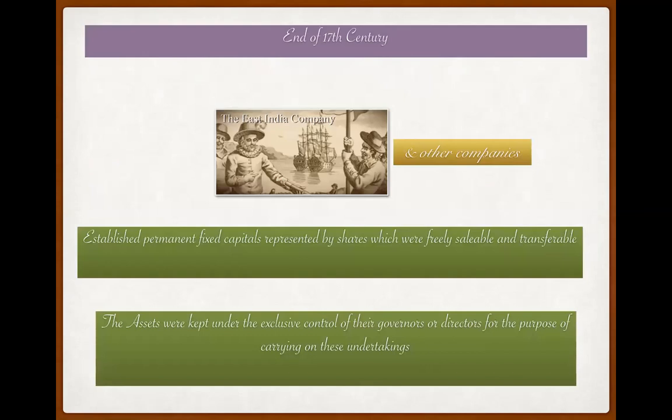Now, the East India Company and the other companies were at some point established with permanent fixed capitals, which were represented by shares. Again, the shares concept was being introduced, and the shares were freely saleable and transferable.